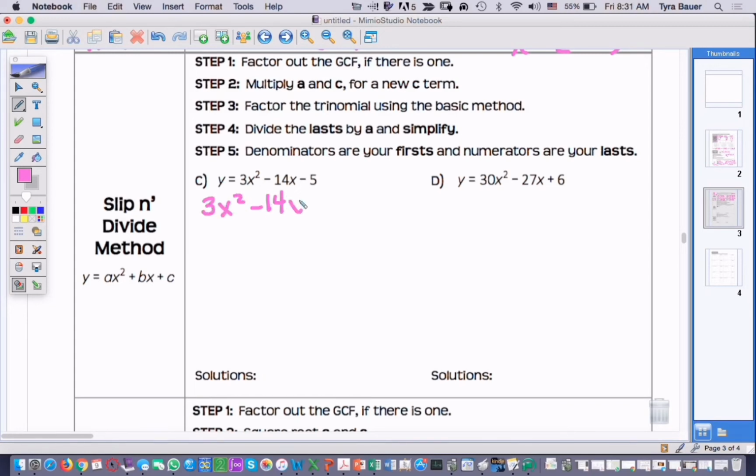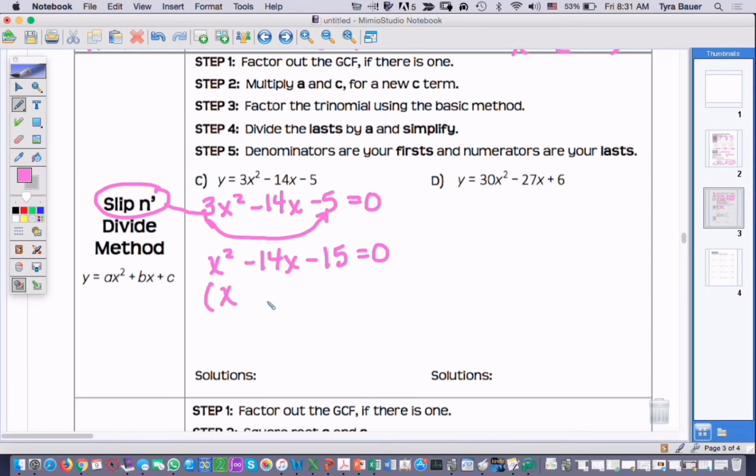Is there a GCF? No. So I'll put 3x squared minus 14x minus 5 equals 0. Okay, I have no GCF, so I'm going to go to step 2. Multiply A and C for a new C term. So I'm slipping this guy down here by multiplying him. So I'm going to have an x squared minus 14x minus 15 equals 0. So that's the slip part. I'm slipping the 3 down to the 5. Now I can use the basic method to factor. And what would I get?